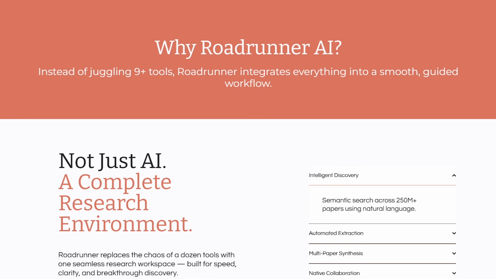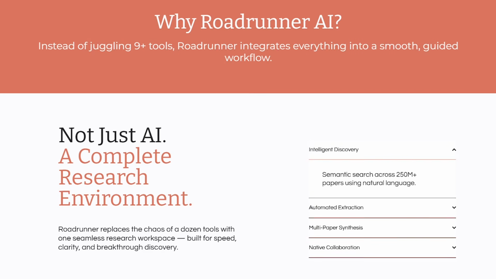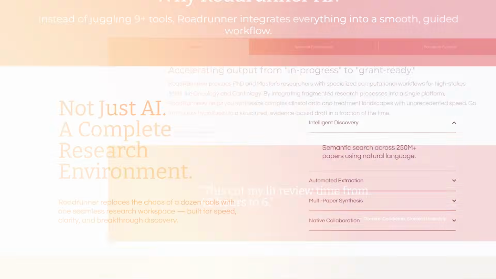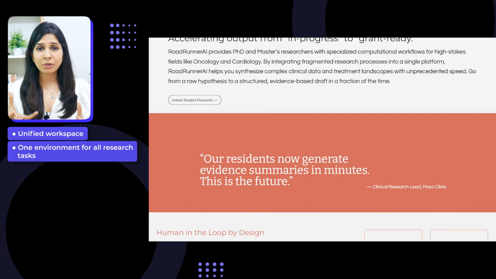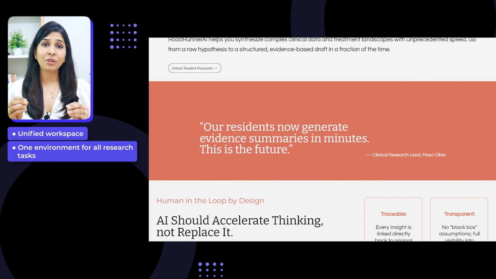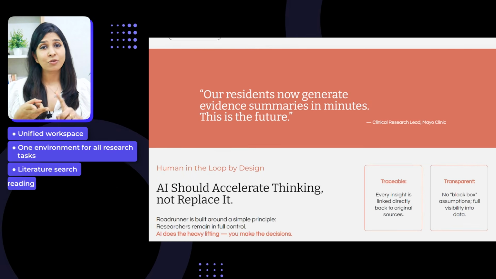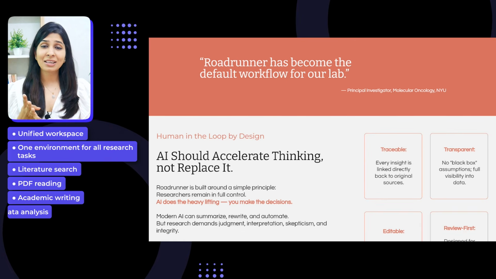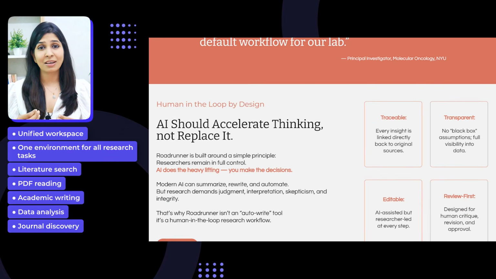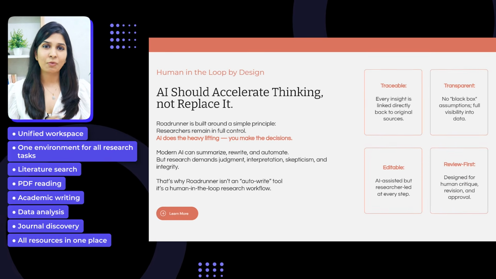The next all-in-one assistant that I'd like to share with you is Roadrunner AI. What makes Roadrunner unique is that it offers a unified workspace for your entire research workflow. So instead of juggling multiple tools, you can handle everything from literature review, reading, writing to data analysis and even journal discovery, all within a single environment.